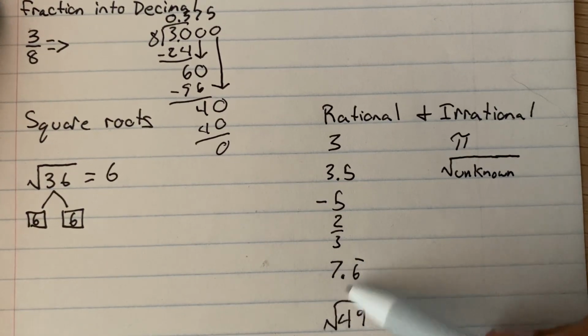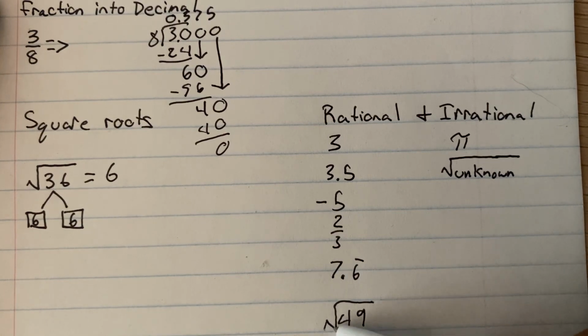Didn't I just show you how to make this into a fraction? So this can become a fraction. Square root of 49. That one I know the answer to. I know what number times itself makes 49. The answer is 7, which makes this rational.